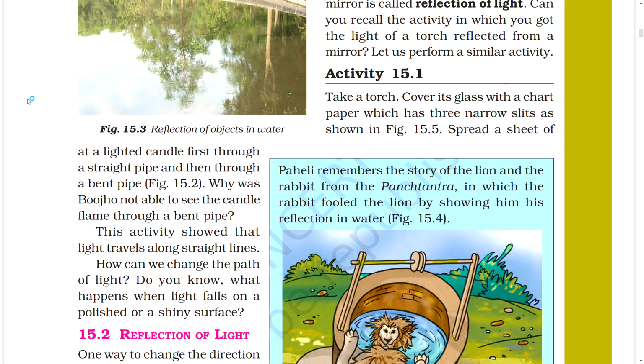at a lighted candle, first through a straight pipe and then through a bent pipe. Figure: why was Bojo not able to see the candle flame through a bent pipe? This activity showed that light travels along straight lines. How can we change the path of light? Do you know what happens when light falls on a polished or a shiny surface?